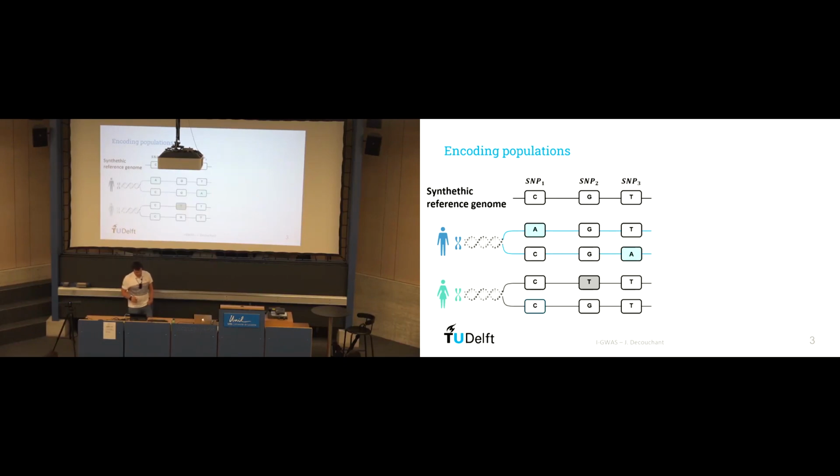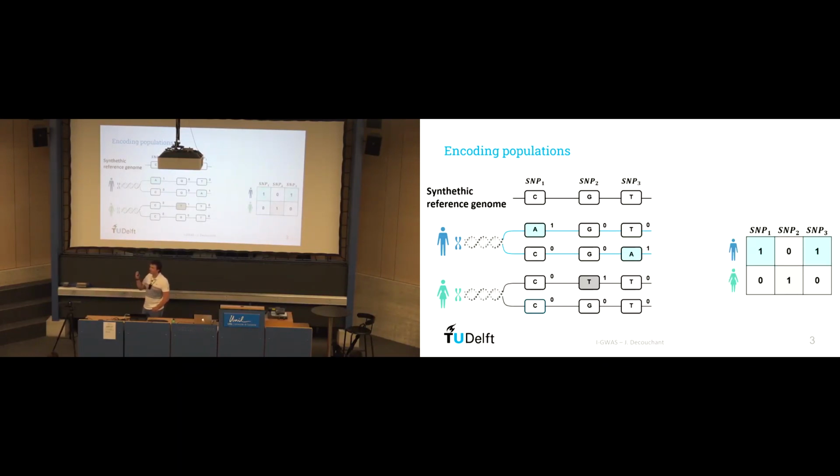And for individuals, this is what you have in your DNA: you have two versions of each position. And if it differs from the synthetic genome, then we say it's a 1, otherwise it's a 0. And we do that for all positions in the genome. And in the end, we have this kind of encoding here. For each genome, we have either a 0 or a 1. And that's the way we encode a population. So in the end, it's just a matrix of zeros and ones.